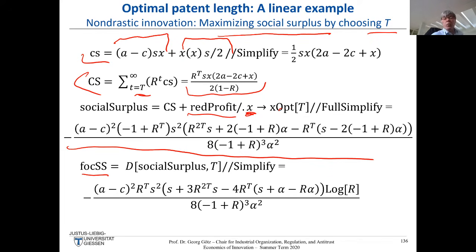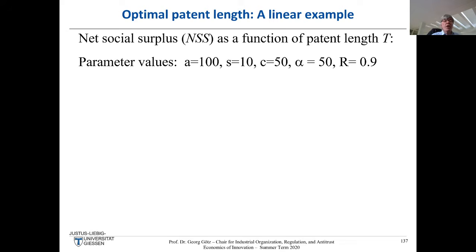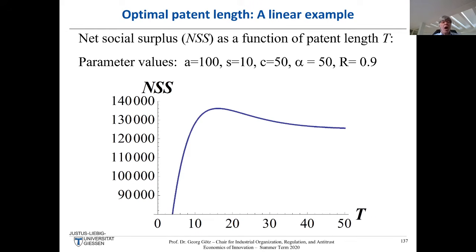That's why I drew it in the next slide for certain parameter values, again the same as we had previously, and you see how it looks. Very nice function, and you see here some clear optimum, which maximizes your social surplus. So this would be, in a sense, our optimal patent length.